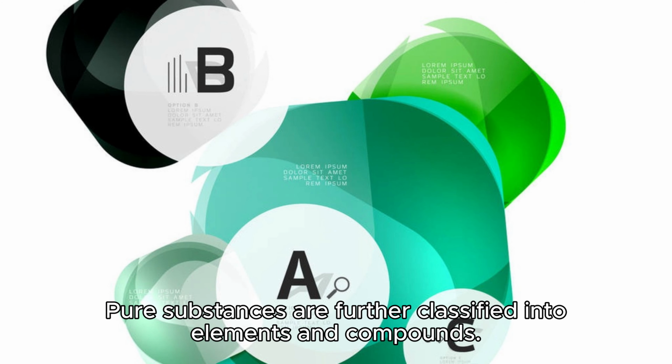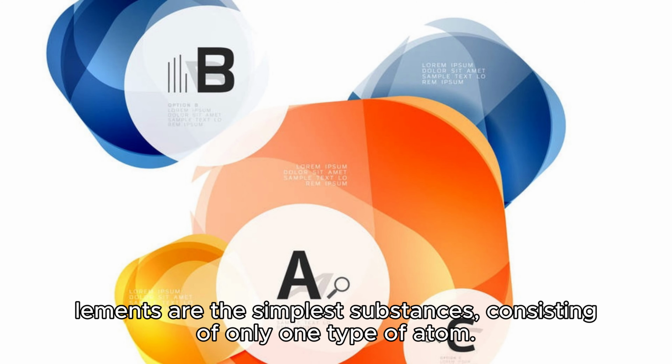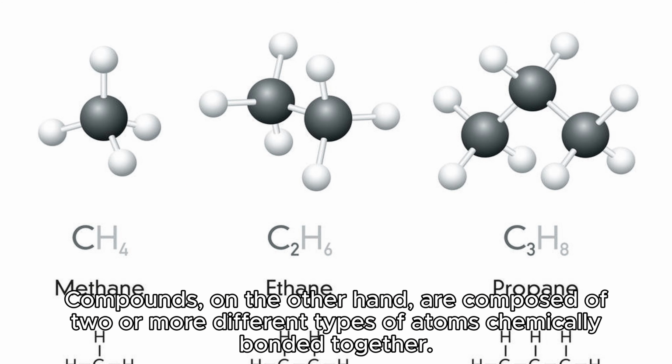Pure substances are further classified into elements and compounds. Elements are the simplest substances, consisting of only one type of atom. Compounds, on the other hand, are composed of two or more different types of atoms chemically bonded together.